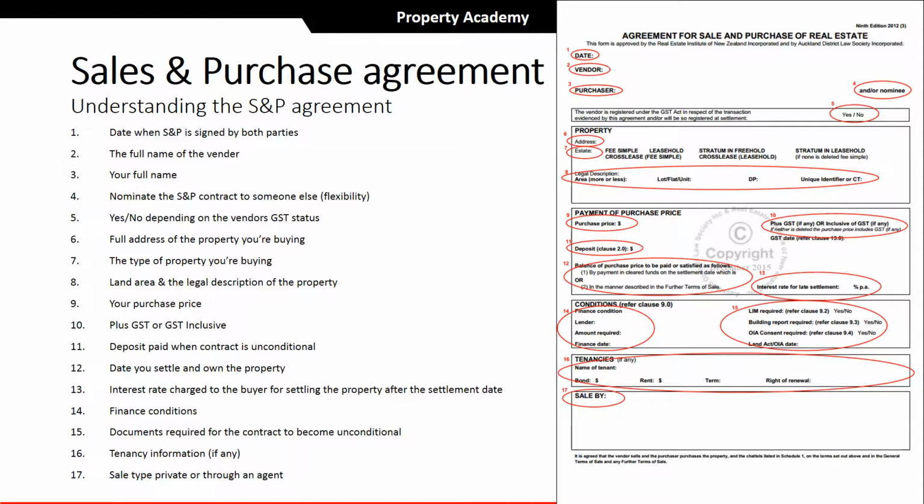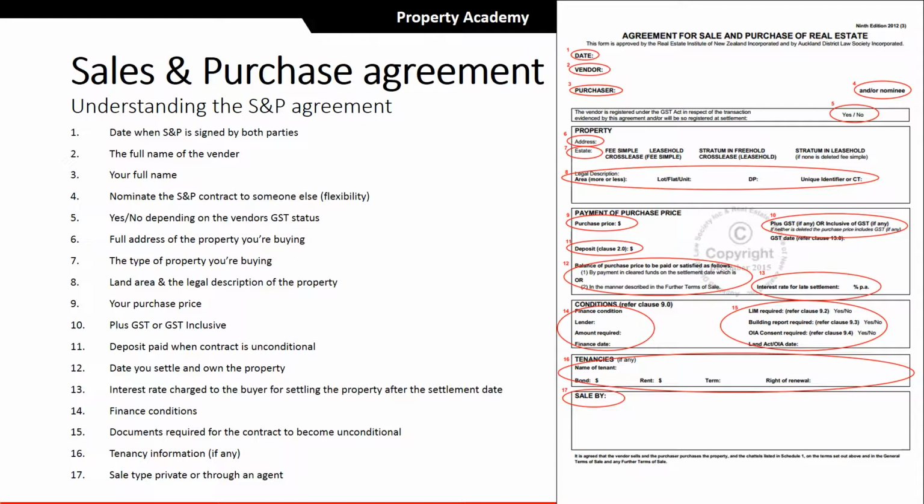Number 8 is the land area and the legal description of the property. Again, these are more government and council terms, and you can actually find this on the certificate of title, and all we're doing is copying it word for word and transferring it across to the sales and purchase agreement. Again, it's on the certificate of title, so you just transfer it right across.